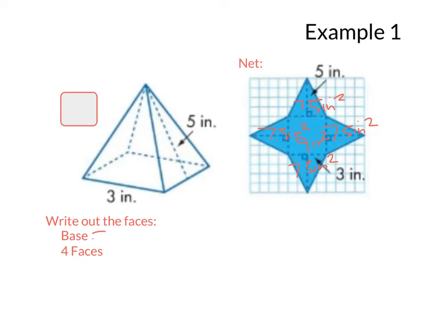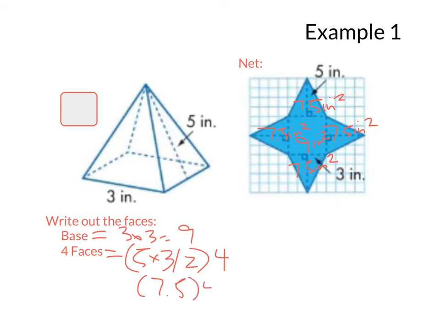Again, I see there's a base and there are 4 equal faces. So the base is 3 times 3, so that's 9. And then each face is 5 times 3 divided by 2, but since there's 4, I could multiply that by 4. So I get 7.5 times 4, which will give me 30. So all I've got to do is add 9 to 30. I get 39 inches squared. Moving on in 3, 2, 1.